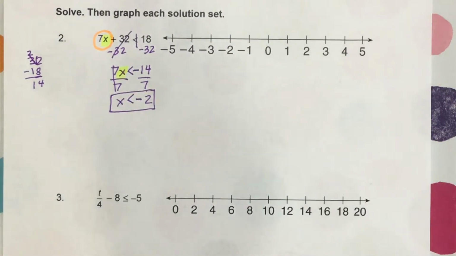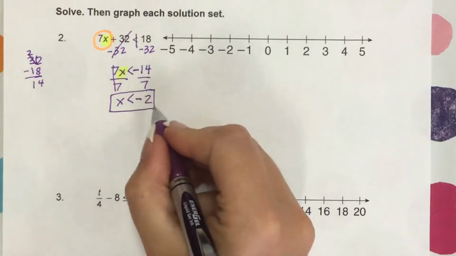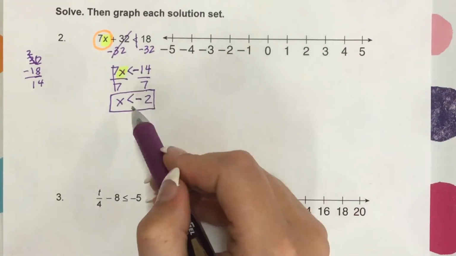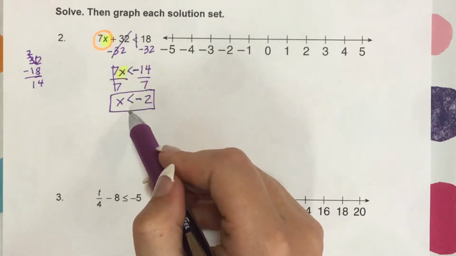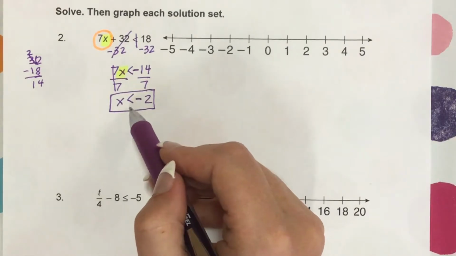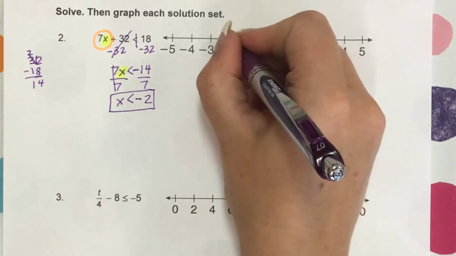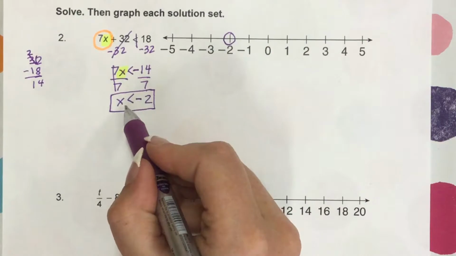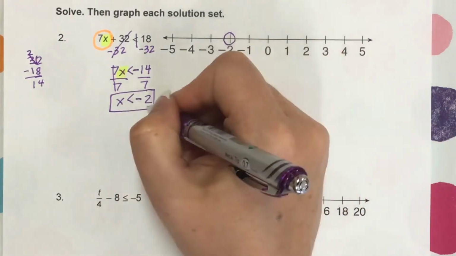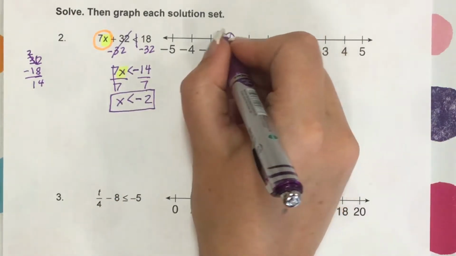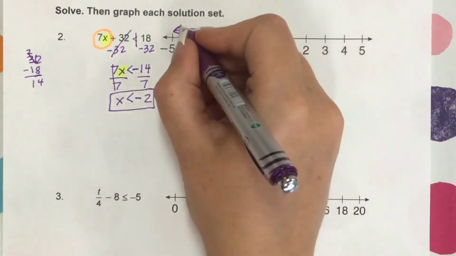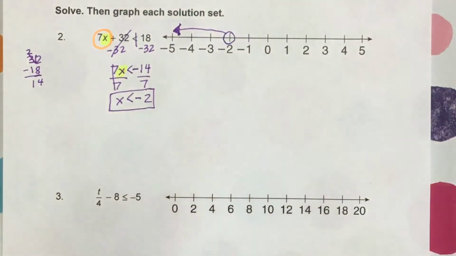Okay, so we are going to find the negative 2. The negative 2 is here. Is it going to be an open circle or a closed circle? It does not include negative 2, so it's going to be an open circle. And x is less than negative 2, so it's all of the numbers that are less than negative 2, which are this way. So there we go. That is how we graph it.